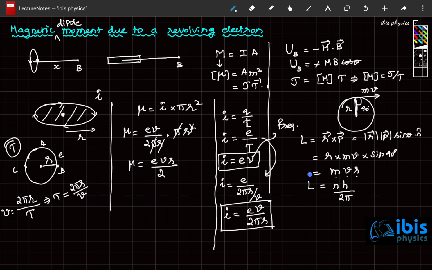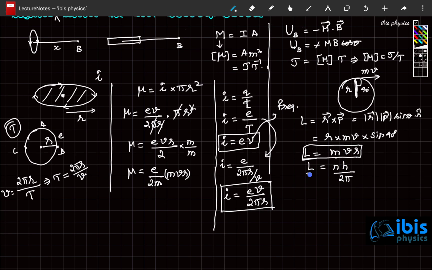Here, looking at the angular momentum expression, it is mvr. So we have vr, m is missing, so I'm multiplying and dividing by m. So e by 2m, I'm writing it separately, e by 2m into mvr. So mvr being angular momentum, according to Bohr's theory, angular momentum is nh by 2 pi, hence mvr can be written as nh by 2 pi. And before that, let me write angular momentum. So mu is equal to e by 2m into L, where L is the angular momentum of the electron, and mu is the magnetic moment of the electron.